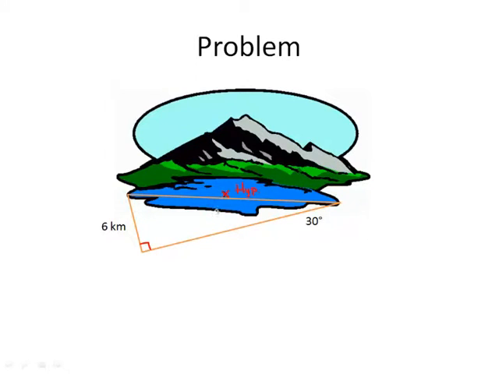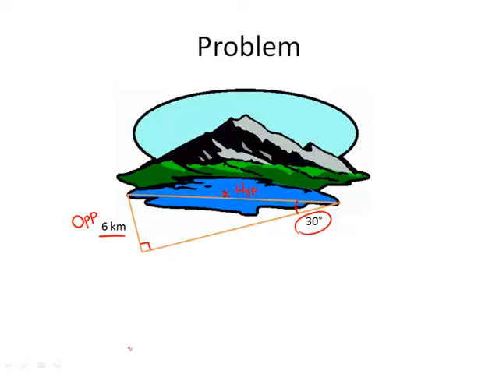And we don't know it, so it's called x. And say we measured this angle here to be 30 degrees. And the opposite side of 30 degrees we measured to be 6 kilometers. So, can we find the length of the lake?